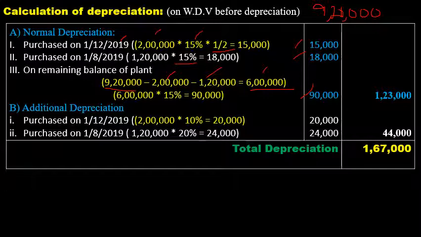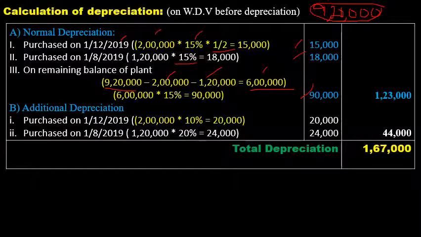Written down value before depreciation is 9,20,000. First 2 lakh, then 1,20,000 makes 3,20,000, plus 6 lakh, 9,20,000. Totally we have calculated the depreciation only for 9,20,000. So always the calculation of depreciation should not cross the value of written down value before depreciation. So this is the limit for the calculation of depreciation. So that's about normal depreciation, which is applicable. The method of calculation is the same for all classes of assets.